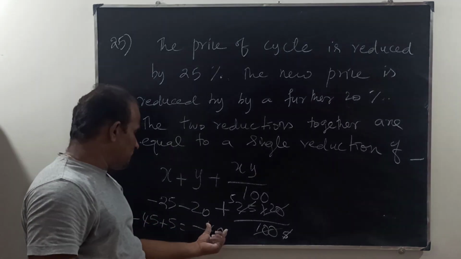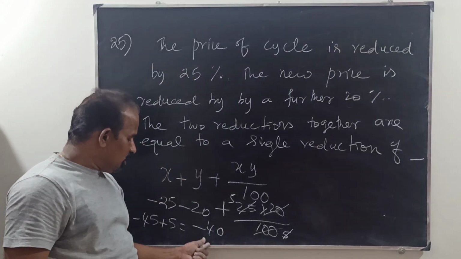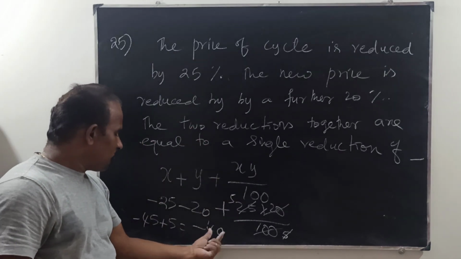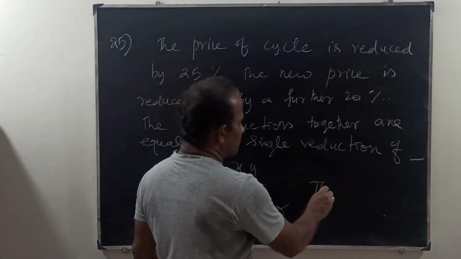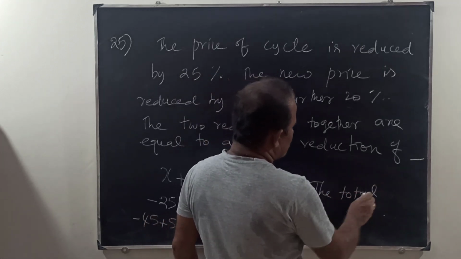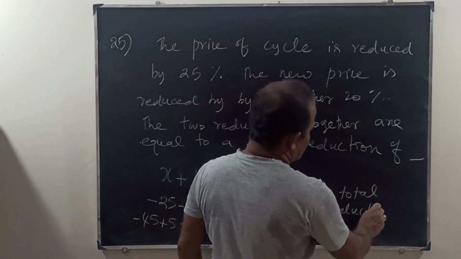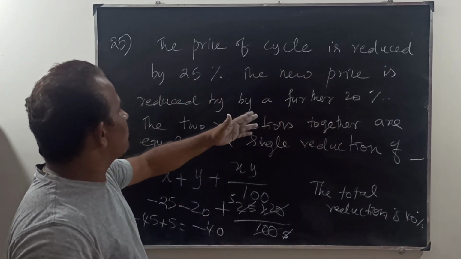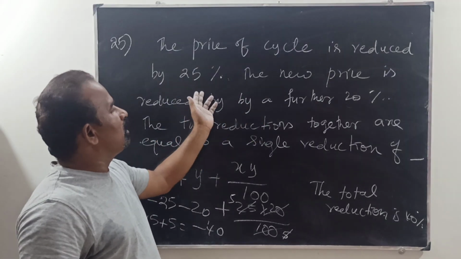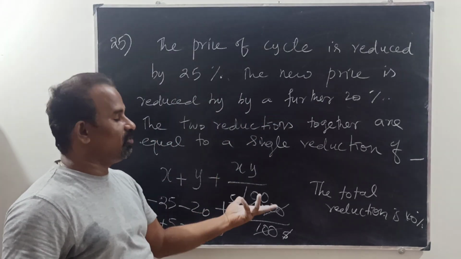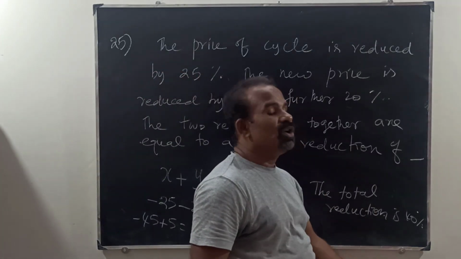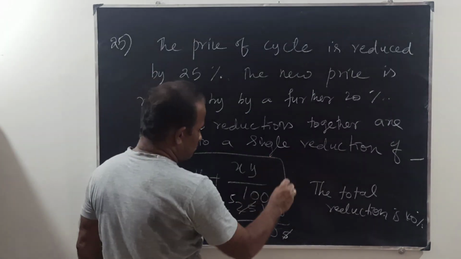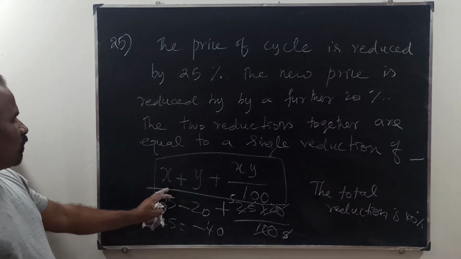So therefore 40%. If it is negative, decrease. If it is positive, increase. So therefore the total single reduction is 40%. The overall effect is 40%, not 45. 25 again 20, you don't calculate like that. Therefore 45% will not come. So definitely the further reduction is only 40%. This is the formula. This is most important.